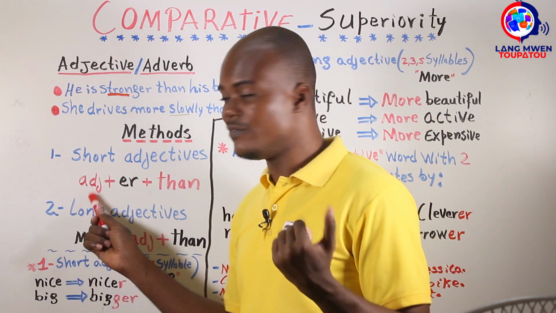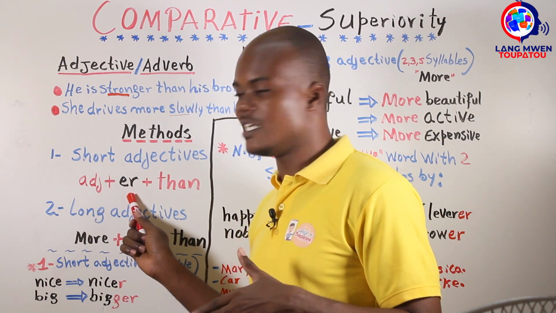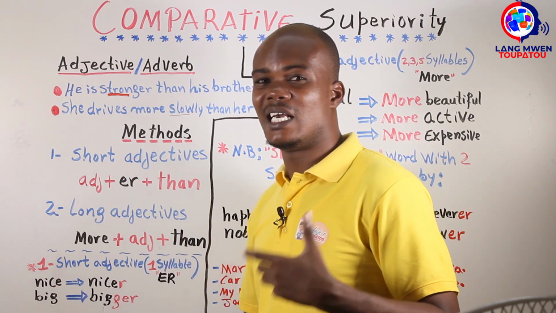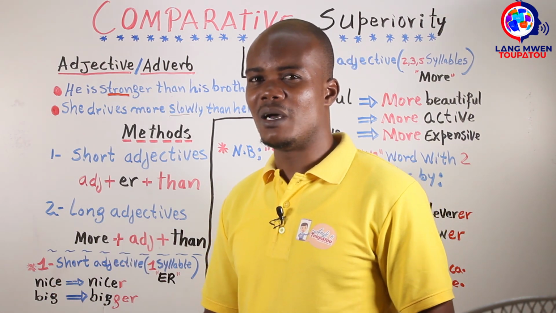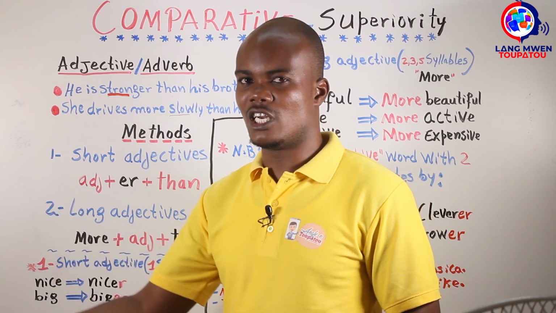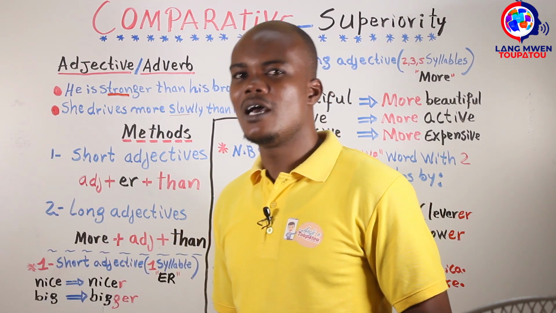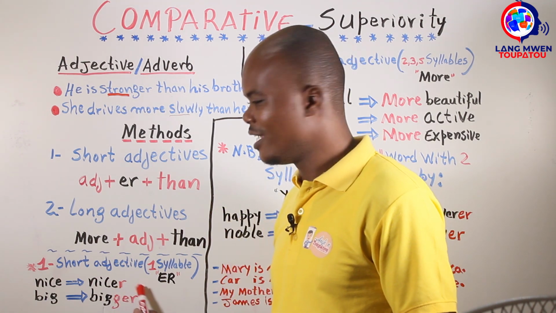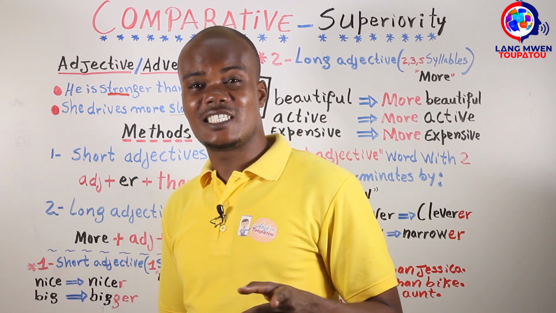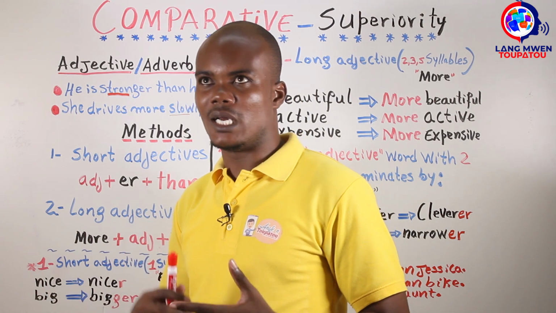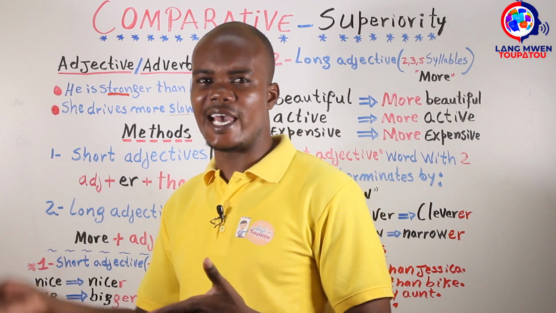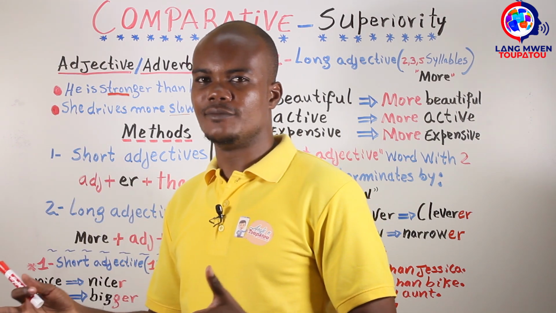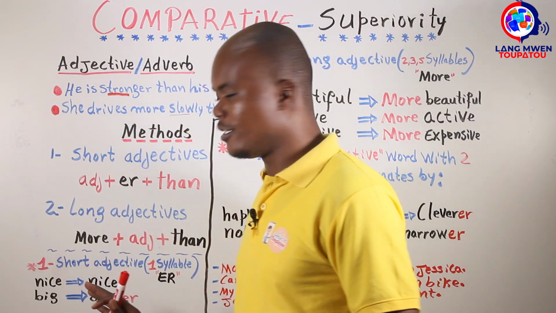Adjective plus er after the adjective, plus than. If I say she is nice, I say she is nicer than Tamara. Okay, that means the comparative of nice is nicer. But in a sentence, you say nicer than. When you compare two people, you say nicer than. Okay, great. I think I'm done.